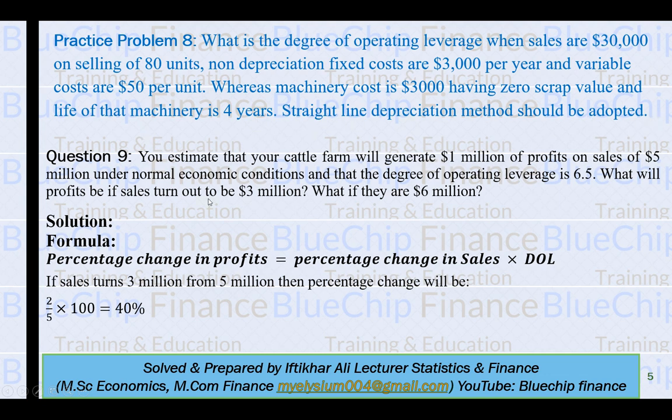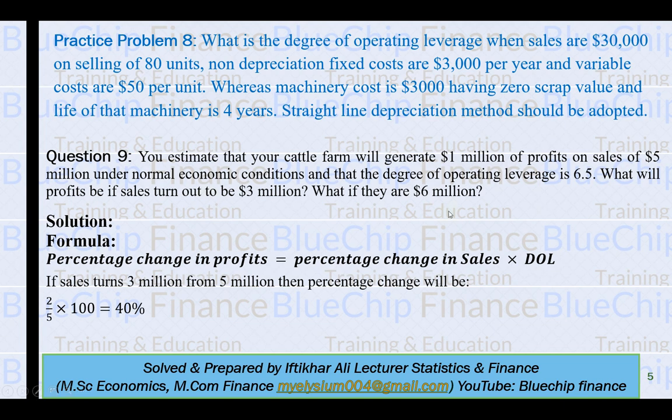The next question is: you estimate that your cattle farm will generate 1 million of profits on sales of 5 million under normal economic conditions, and that the degree of operating leverage is 6.5. What will profits be if sales turn out to be 3 million, and what if they are 6 million?